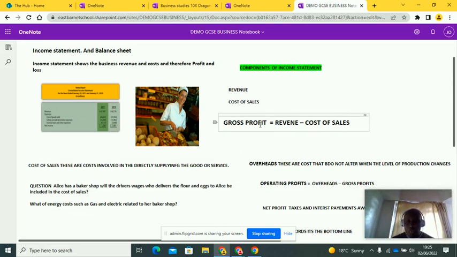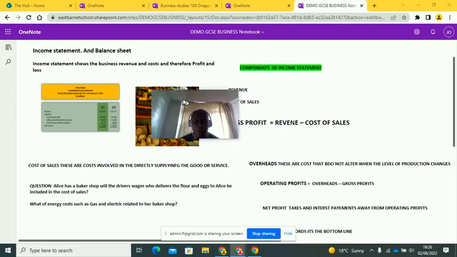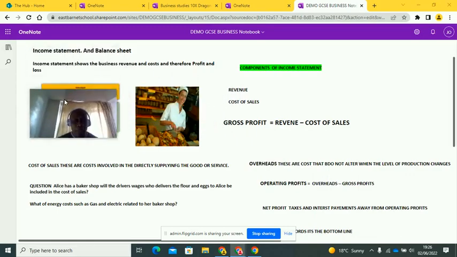So, when we know the revenue and cost of sales, then we can calculate what the gross profit is. Remember, the gross profit, guys, is revenue minus the cost of sales. The gross profit is revenue minus the cost of sales. So that's the first part of this income statement that we need to know.